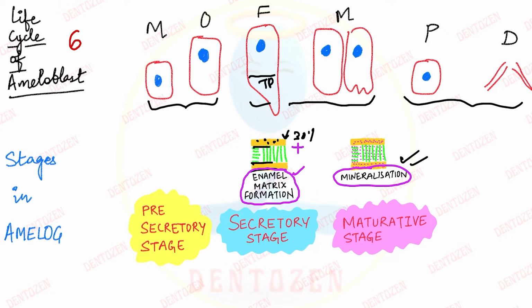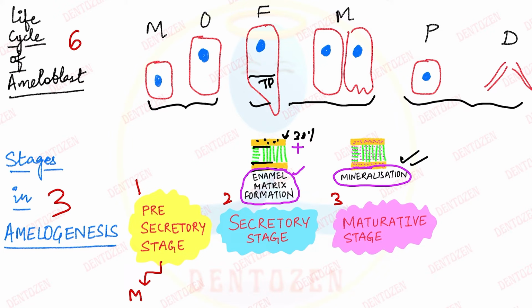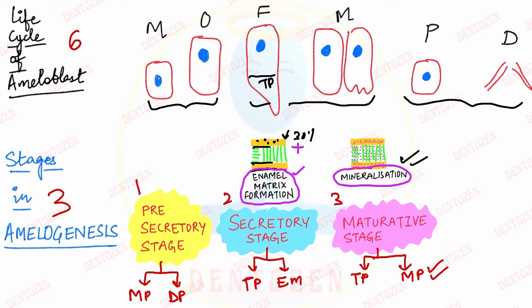that is known as the pre-secretory stage. So stages in amelogenesis are 3, that is pre-secretory, secretory and maturative. Pre-secretory is further divided into morphogenic phase and differentiation phase when the cells are getting prepared. Secretory stage will involve the formation of Tom's process and how it helps in the formation of enamel matrix. Maturative stage will include the brief transitional phase where the cells undergo changes, and the maturation proper where they will carry out the full-fledged mineralization. So 3 stages.